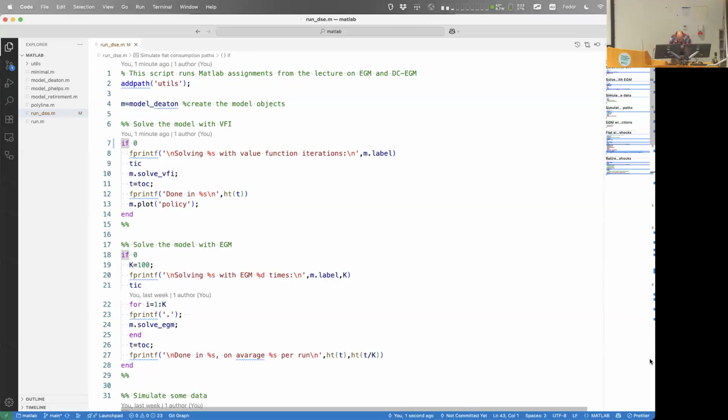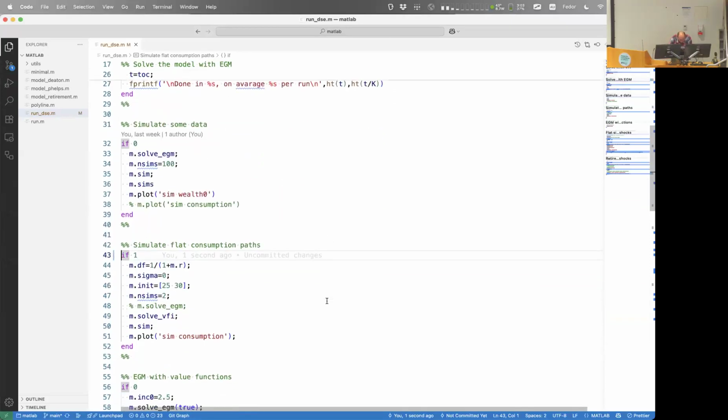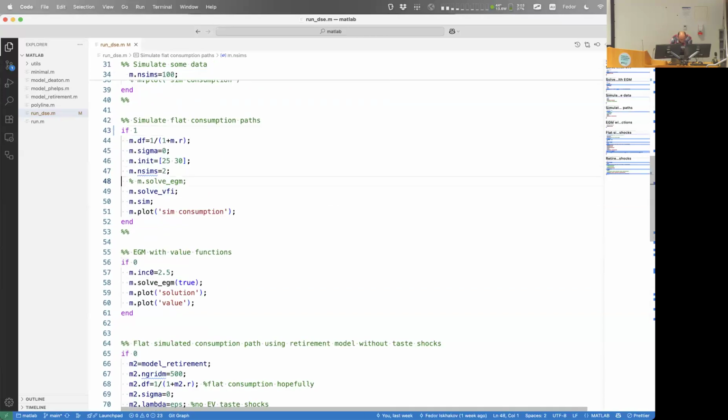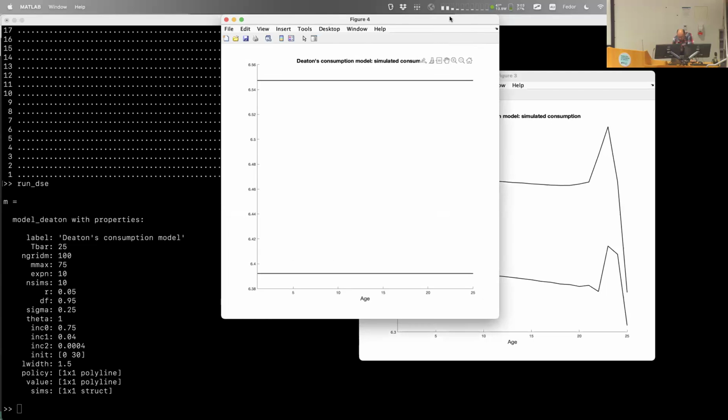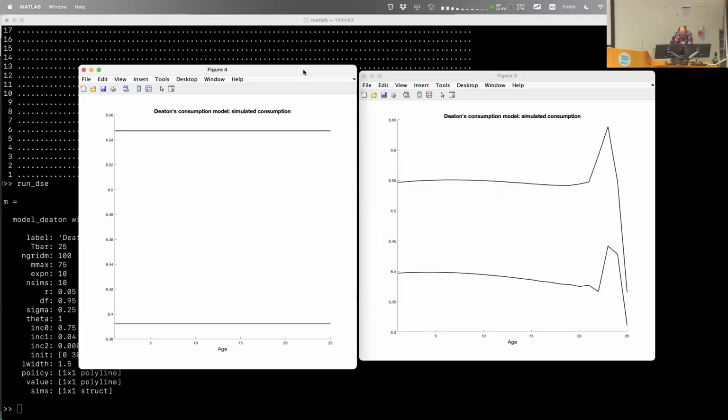So if I do the same thing for EGM, I just change the solver here. That's what you get. Right, so this is what theory predicts, and that's what you get with EGM on the same sizes of grids.